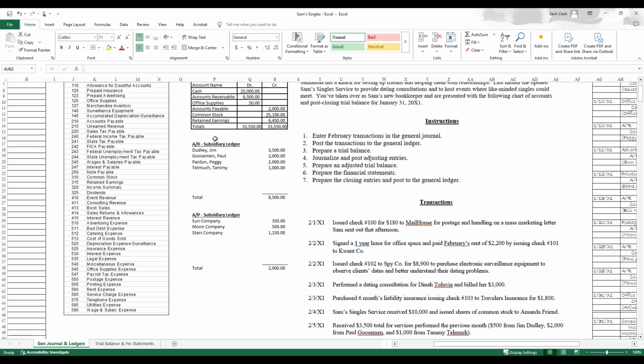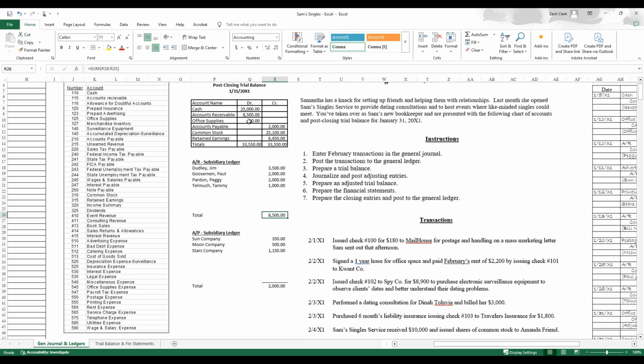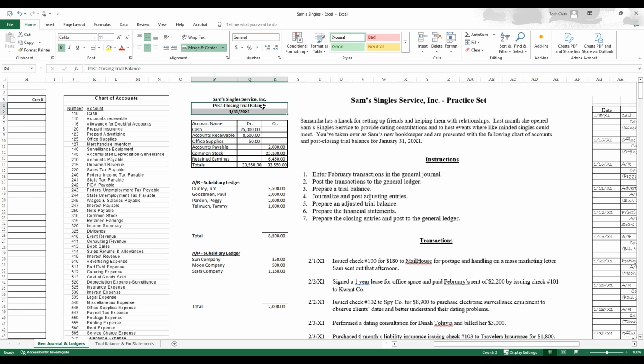And then we've got AR and AP subsidiary ledgers, or subledgers. And remember that the totals of the subledgers tie up into the balances. So these are all the balances as of the beginning of February, or this shows the post-closing trial balance at the end of January. The very end of January becomes the very beginning of February as we roll from one accounting period, one month, to the next.